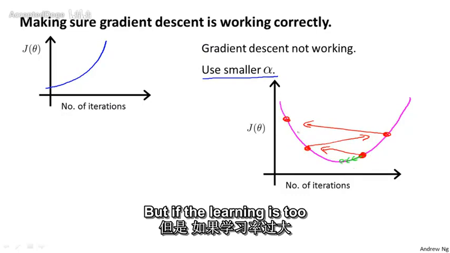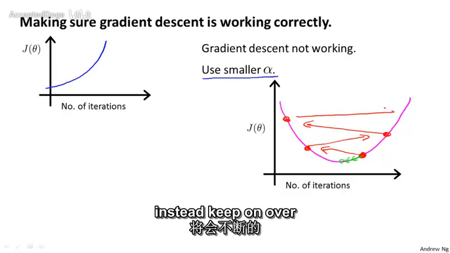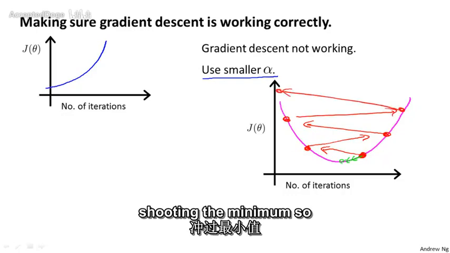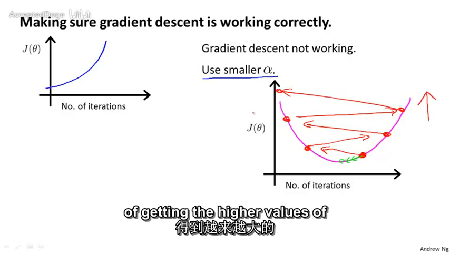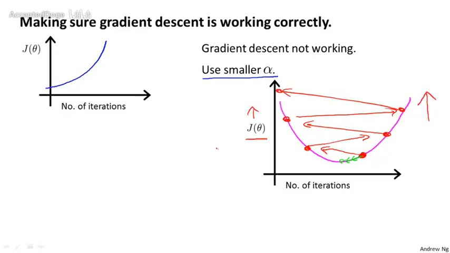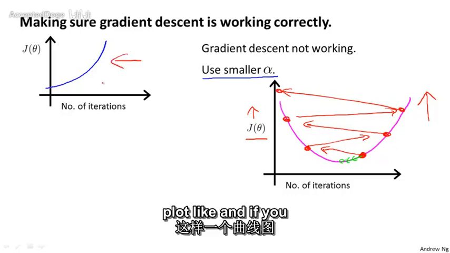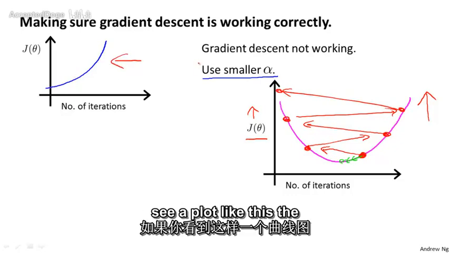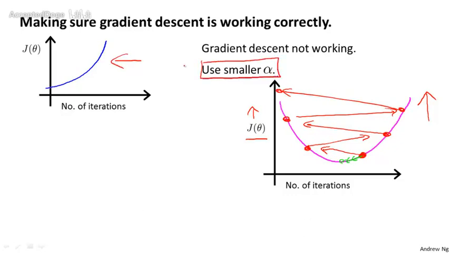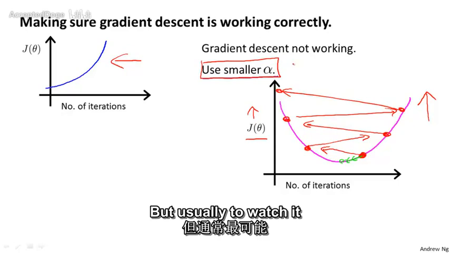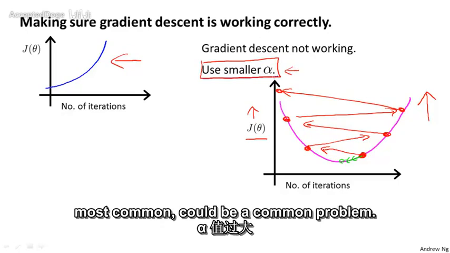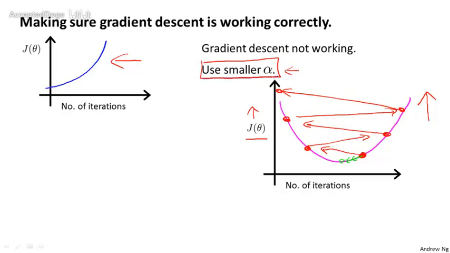But if the learning rate is too big, then gradient descent can instead keep on overshooting the minimum, so that you actually end up getting worse and worse, getting to higher values of the cost function J of theta, so that you end up with a plot like this. And if you see a plot like this, the fix usually is to just use a smaller value of alpha. Oh, and also, of course, make sure that your code does not have a bug in it, but usually too large a value of alpha is a common problem.